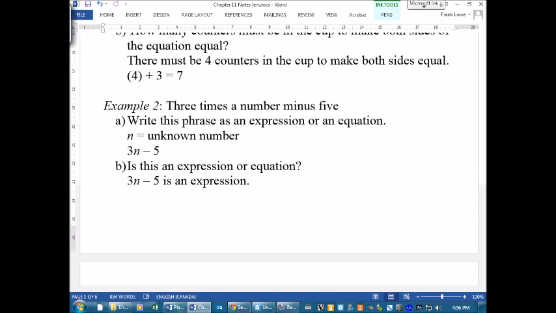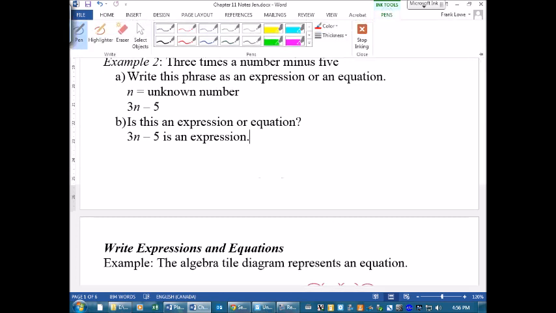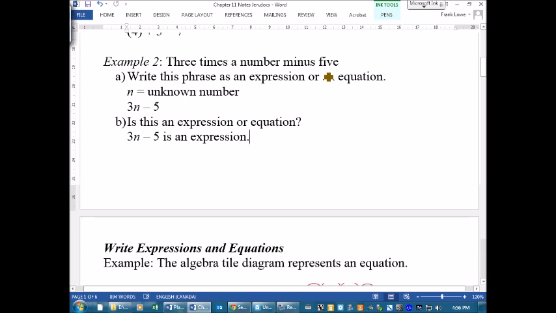Now, they're also going to give you, let me just change colors, because I like to change colors, a description in words, a phrase or sentence, and then they want you to come up again with the equation or the expression. In this case, you look at it. Is that going to be an expression or an equation? 3 times a number minus 5. Is that an expression or an equation?